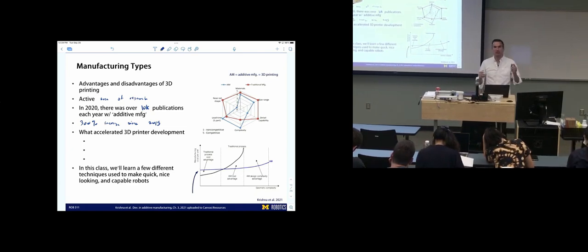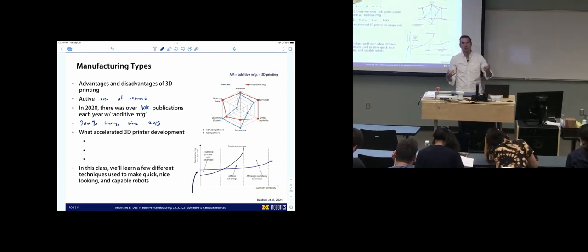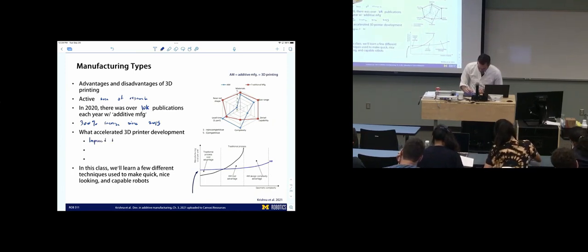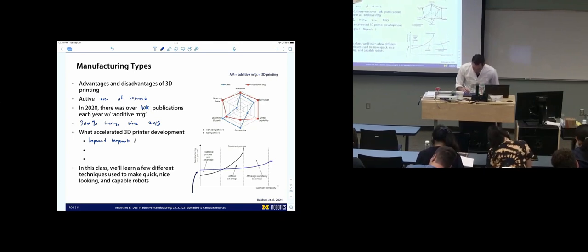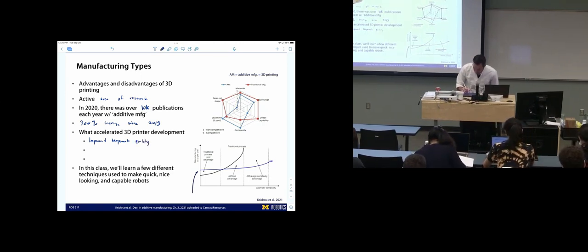So what accelerated 3D printer development? Why all of a sudden now are we saying it's actually really easy to get stuff made this way? What changed? And this wasn't true, for example, when I was in college. Well, we improved the quality of components. The improved component quality and availability. So this would be, for example, the stepper motors that drive a 3D printer, or the electronics, or the filaments.